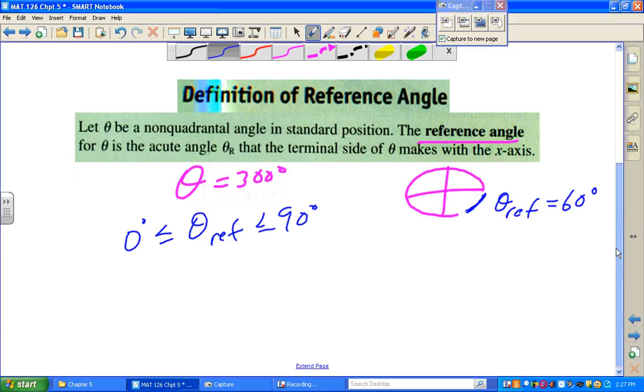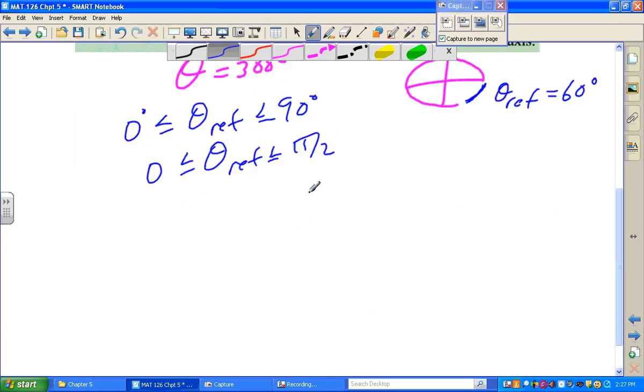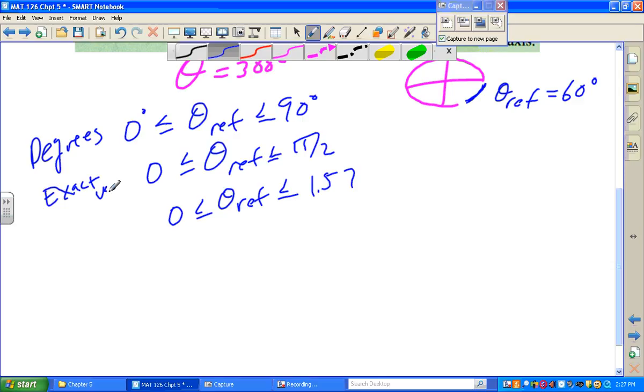For radians, they have to be from pi over 2 to 0. Do you know what pi over 2 is as a decimal? You have a calculator? 1.57? All right, so now, if they ask for a reference angle, you know what it has to be in terms of degrees, in terms of exact values, and in terms of real numbers. So you're ready for any angle I give you to give me the reference angle.